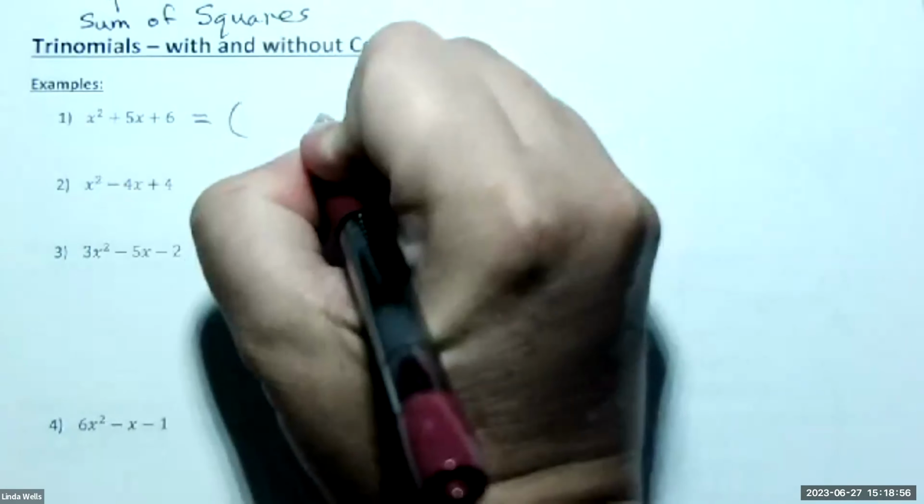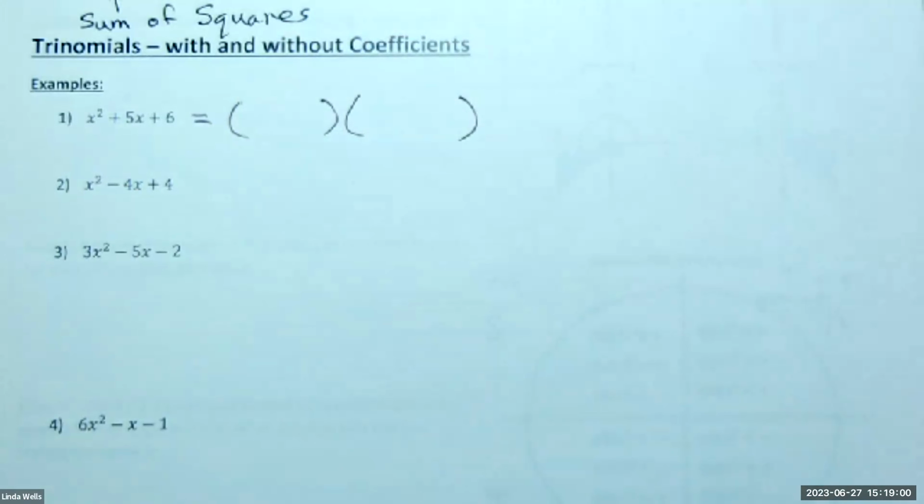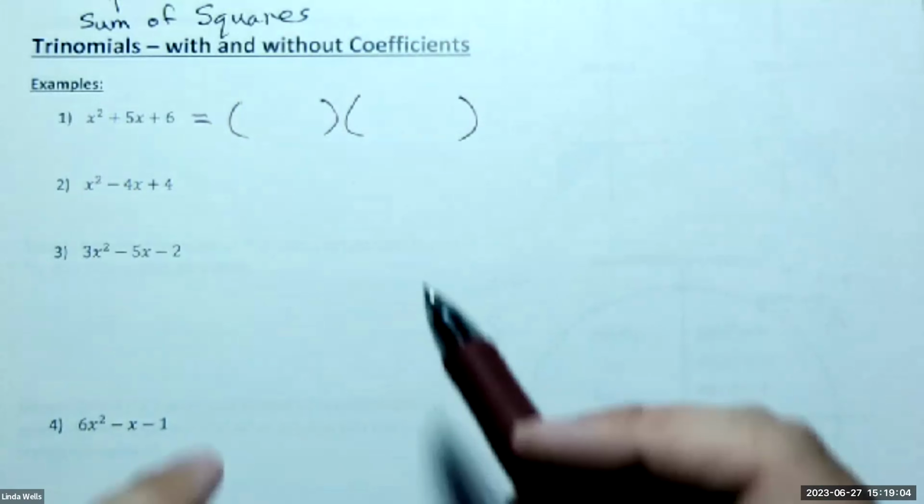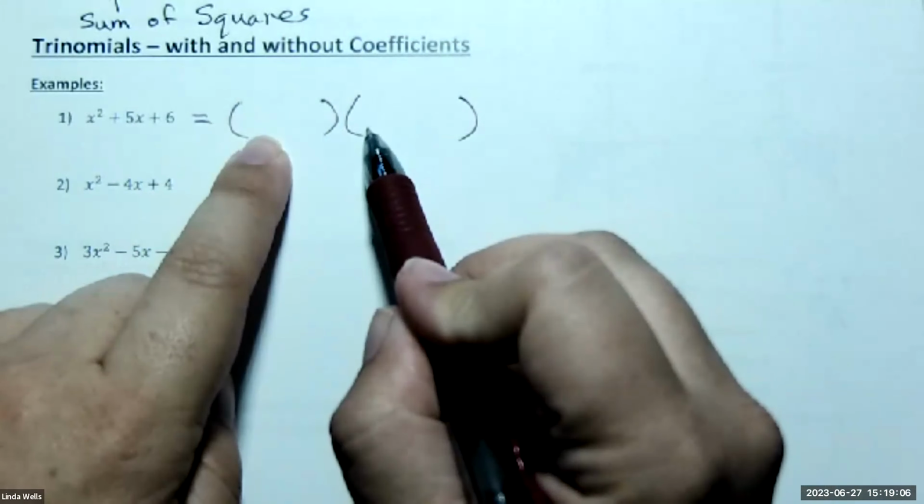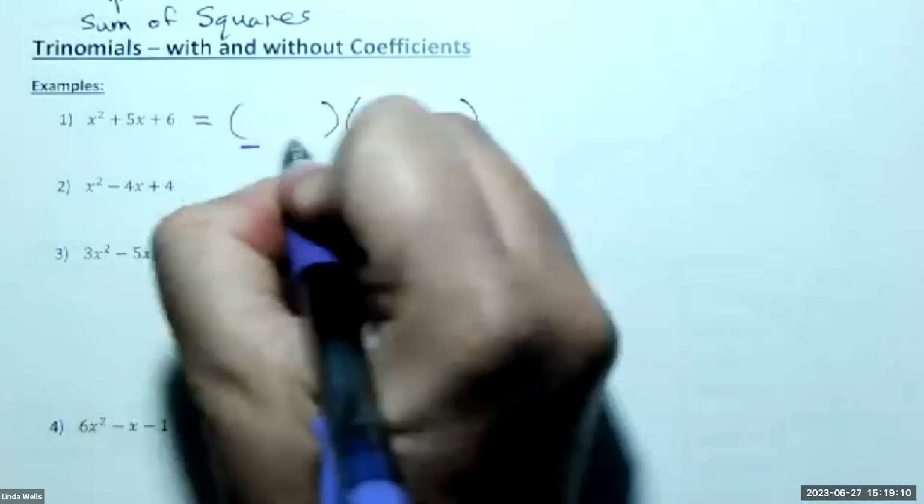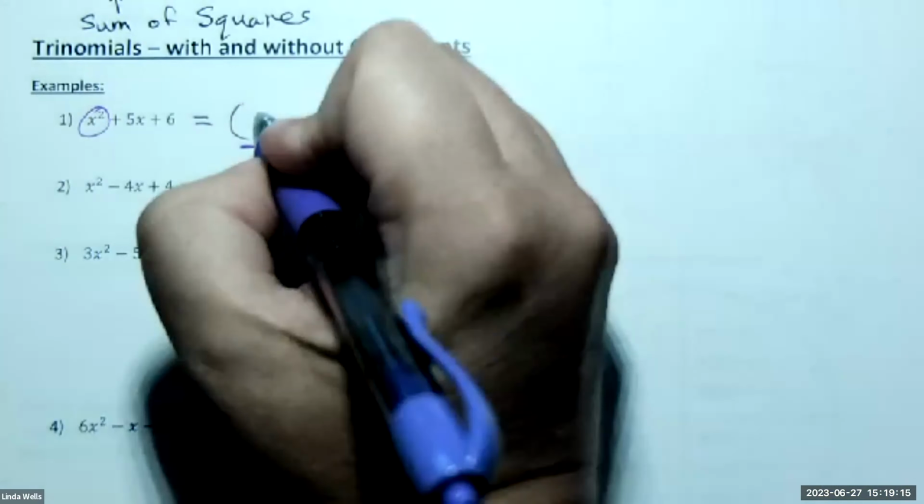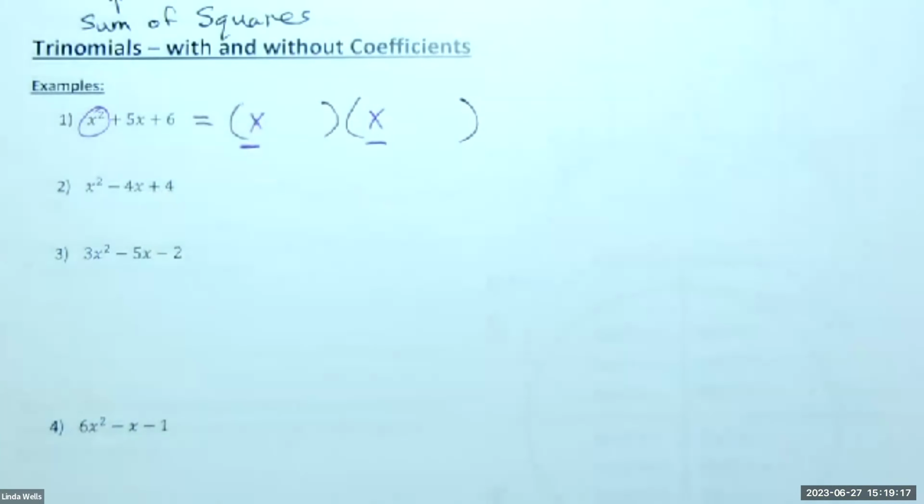The trial and error goes like this. When you have a trinomial, you're going to want to factor it into two parentheses. I'm assuming the GCF is already taken care of. The first place in each parenthesis must multiply to be the first term. So what times what gives me an x squared? There you go. Is that the only option? If you're going to break it up, yes, that's the only option.